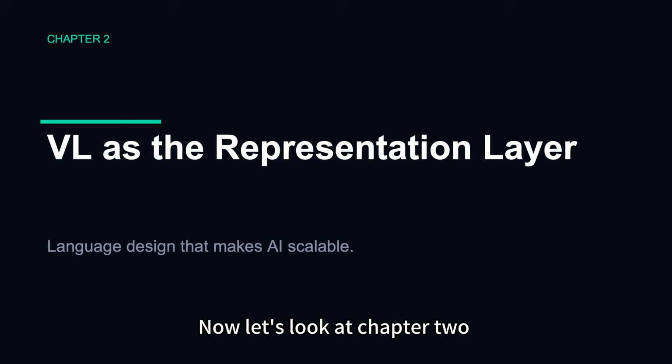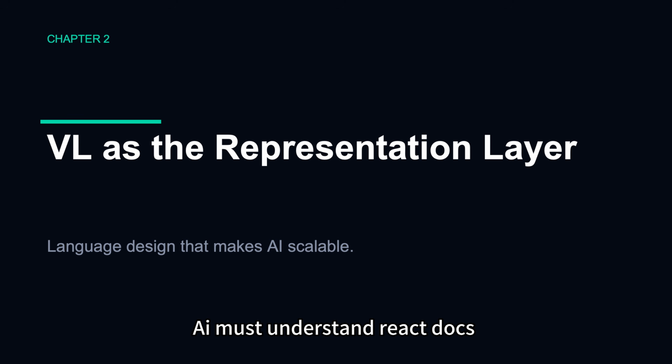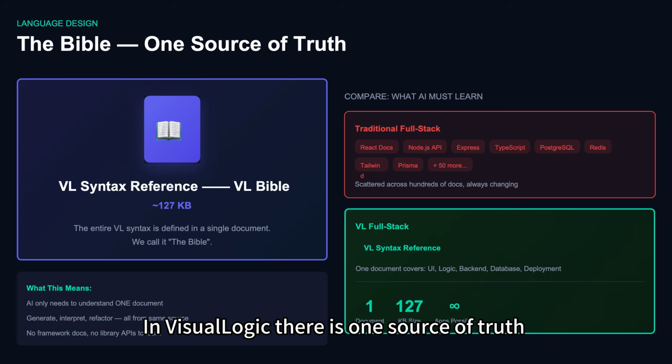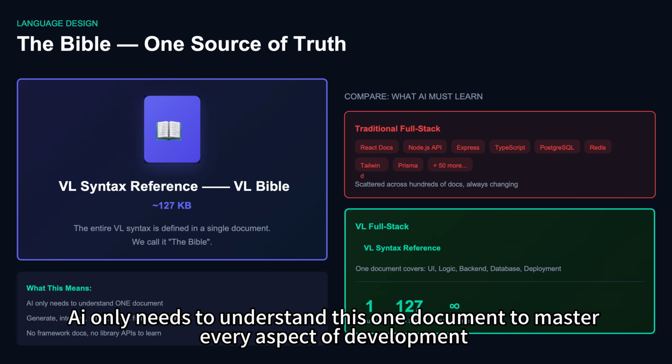Now let's look at Chapter 2, VisualLogic as the representation layer. This is the technical heart of why our system scales. For a traditional full-stack app, AI must understand React docs, Node APIs, SQL syntax, CSS frameworks, and countless libraries, millions of lines of changing context. In VisualLogic, there is one source of truth, the Bible. The entire syntax is 127 keywords. AI only needs to understand this one document to master every aspect of development.